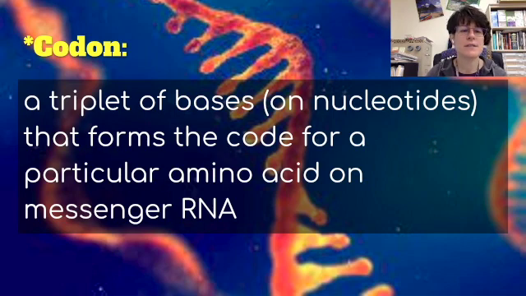Now, on the messenger RNA is what is called a codon, and this is a triplet of bases or nucleotides that forms the code for a particular amino acid on messenger RNA. So, the cool thing about the code for the proteins is that every three letters codes for a different amino acid, which are the subunits of the protein.